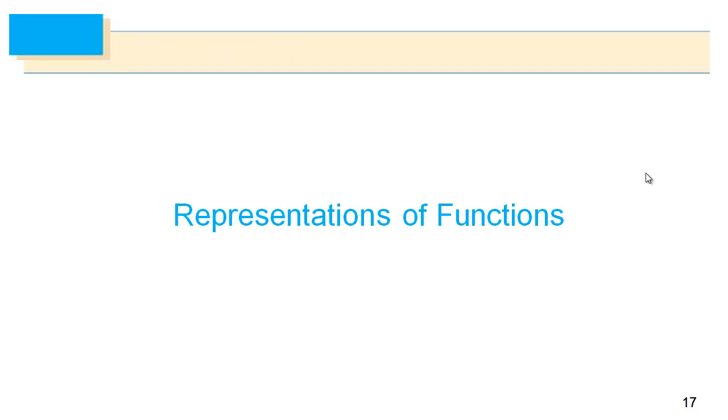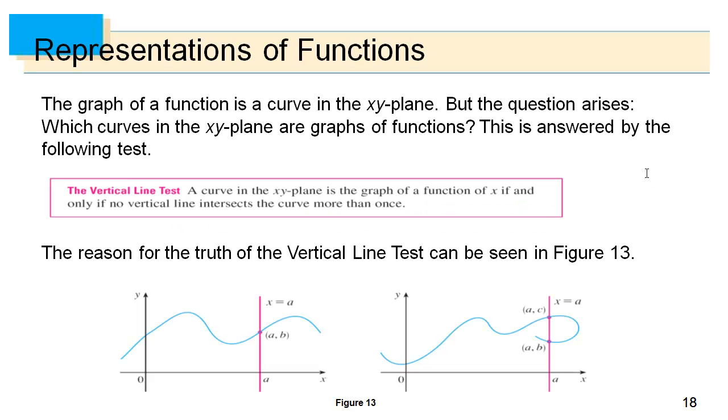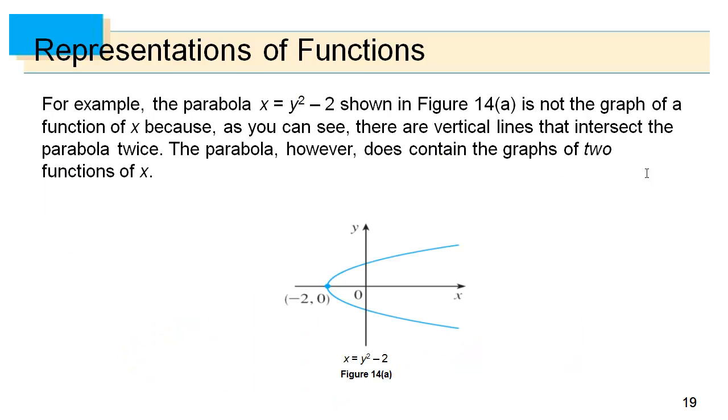Okay, some other representations of functions. If we're looking at the graph of something and we're trying to determine if it's a function, we have a very simple, easy test, the vertical line test. If you can draw a vertical line anywhere on the graph and it touches the graph in more than one place, it is not a function. So obviously the one on the left is, but the one on the right is not. This one obviously is not.